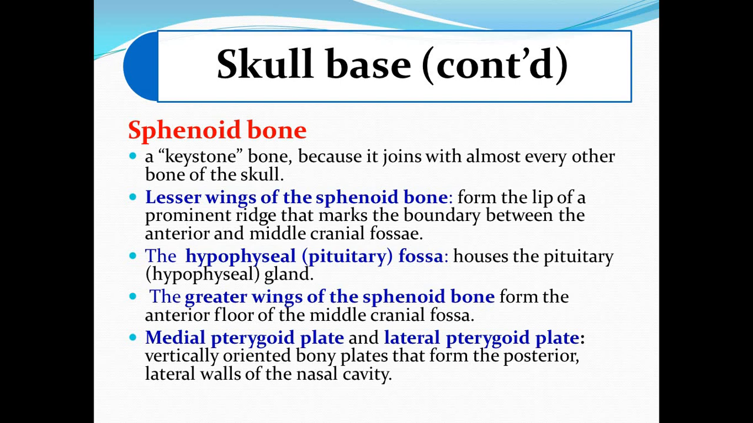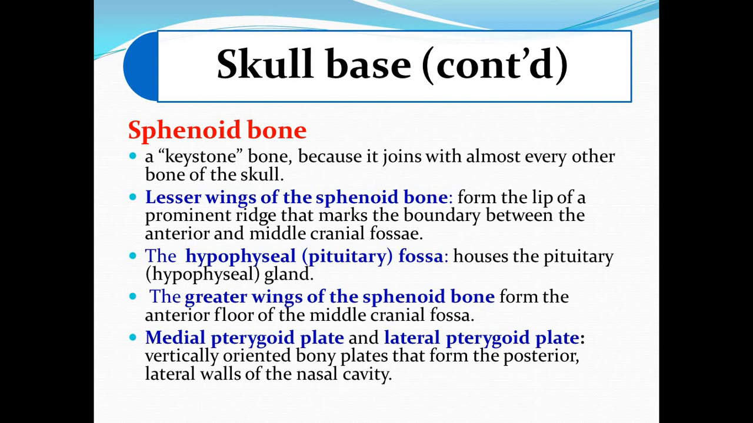Let's talk about some specific or important bones that contribute to the formation of the skull base. Here we talk about the sphenoid bone. The sphenoid bone is considered a keystone bone because it joins with almost all other bones of the skull. Sphenoid bone structures include the lesser wings and the greater wings. The lesser wings form the lip of the prominent ridges that mark the boundary between the anterior and middle cranial fossae, as we said and as we saw on the previous slides.